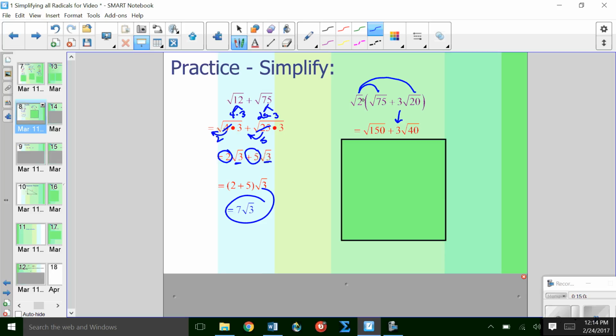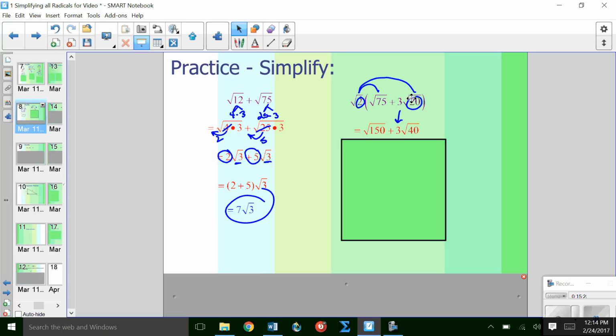Do notice that you can only multiply what's under a radical by what's under a radical and things outside by each other, but you can't mix and match. So 2 times 20 gives us 40 under that radical. From here, we'll break down these radicals and see if we can simplify them any further.